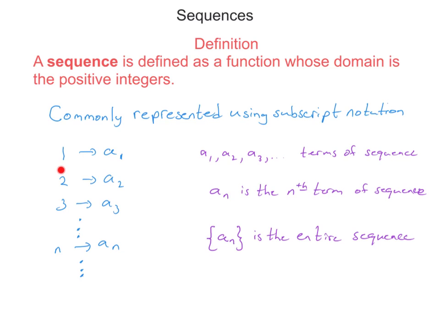So when n is 1, we'll get a sub 1. When n is 2, we get a sub 2. When n is 3, we get a sub 3, and so forth. The values a sub 1, a sub 2, and a sub 3 are the terms of the sequence. A sub n is what's called the nth term of the sequence, and that just tells you how to get to any term that you want. And then when we see a sub n inside the set braces like that, that represents the entire sequence.